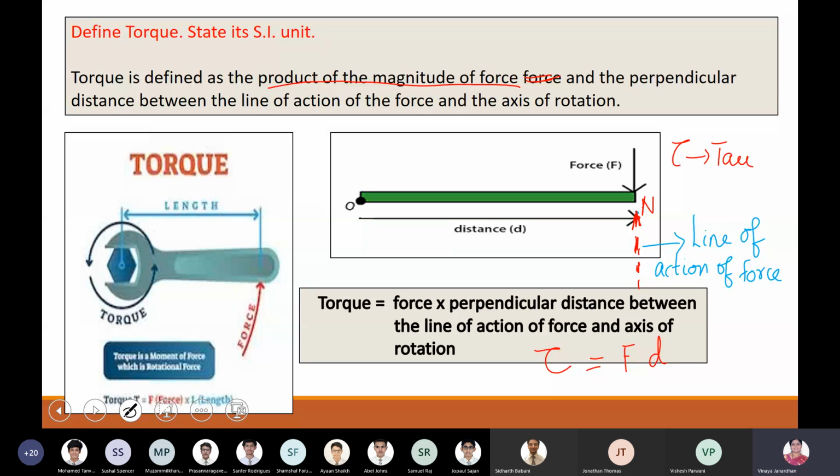Now you have to imagine, boys, the axis of rotation is passing through the point O. See, you consider a metallic rod, or I'm just considering a metallic rod. Now, one end of the rod is fixed, right? It is fixed at point O. Your axis of rotation, you're rotating the rod about an axis which is passing through the point O and perpendicular to the plane of the monitor.